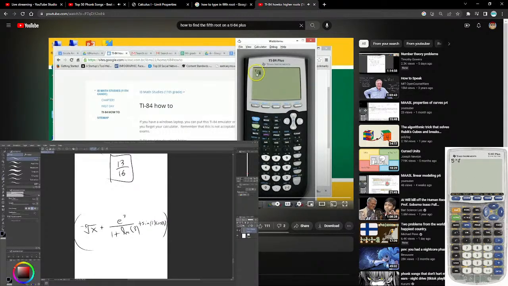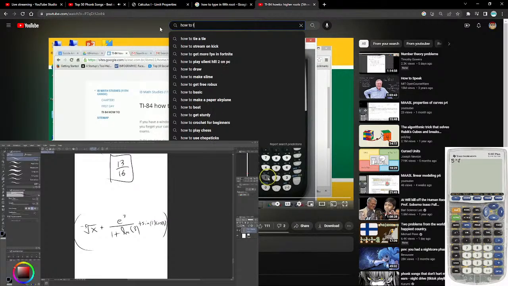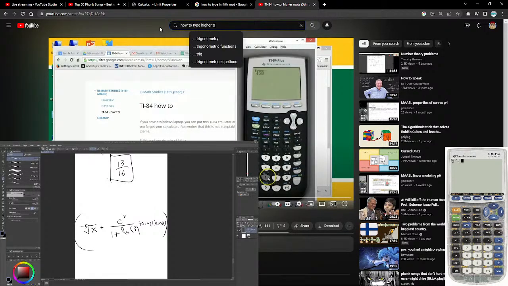Dude. So it gives me the fifth root of some number, bugged, and I just need to type the number in there. We're going to put 3,001. How to type higher roots on... Wait, is this a TI-83?